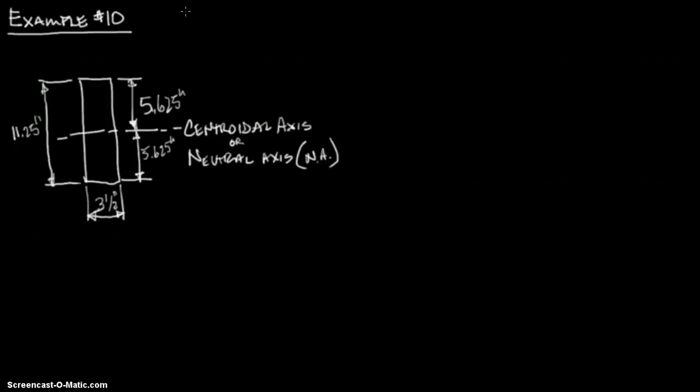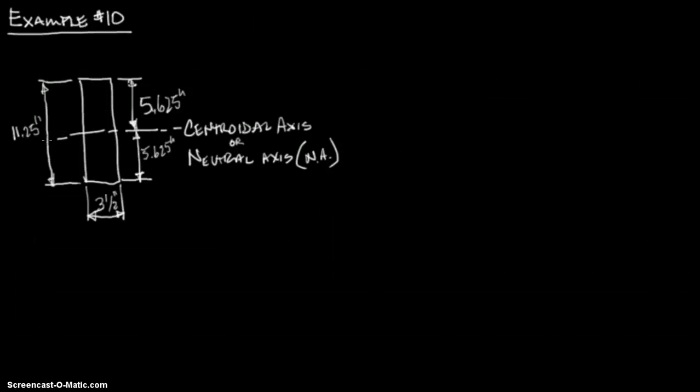Hello, this is Eric Falk again, and we are going to do the AEC example number 10 of the structural section. The purpose of this example is to find the moment of inertia, which is also known as I, about the centroidal axis, which is also called the neutral axis. It's always going to have the same moment of inertia no matter where you take it. If you don't know the centroidal axis or the neutral axis, same thing, you need to figure it out to find the moment of inertia.